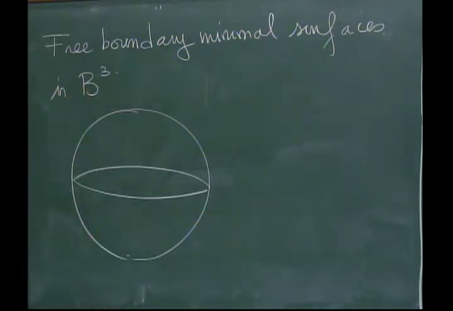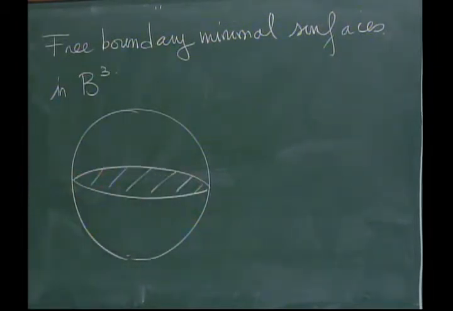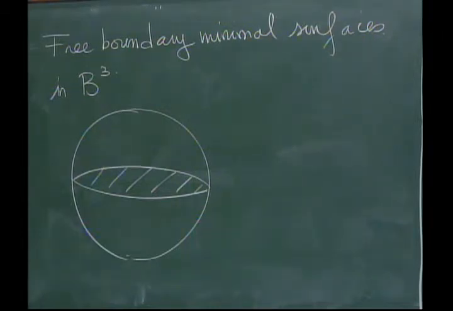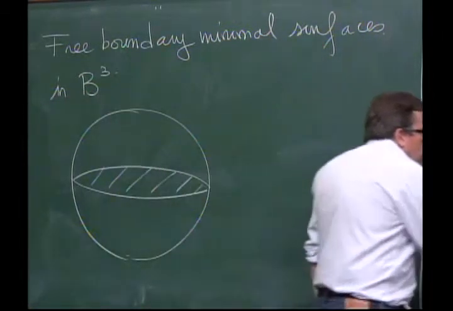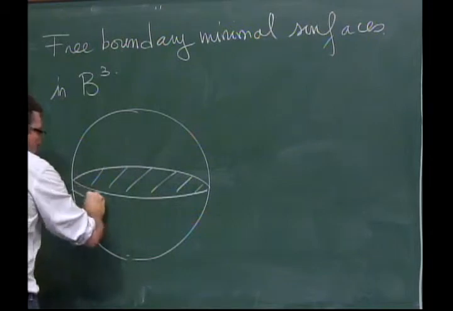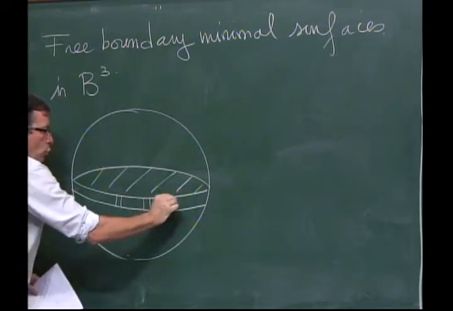One possible solution is exactly the unit disk. It is minimal and meets the boundary orthogonally. And the idea is to perform exactly the same construction. You can slightly lift one copy and slightly take one below and try to do a connected sum, and get a minimal surface that meets the boundary orthogonally. This time, the idea is to perform the connected sum between two copies of the unit disk, but on the boundary.